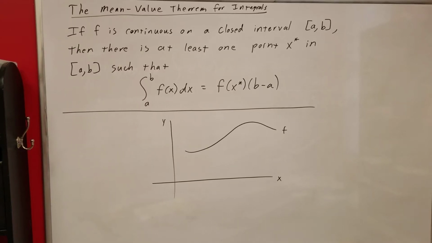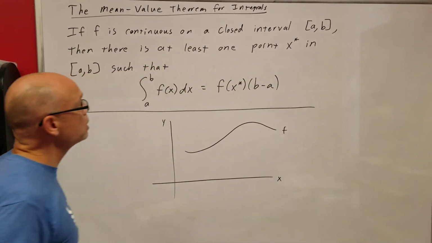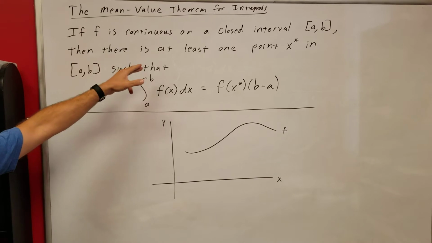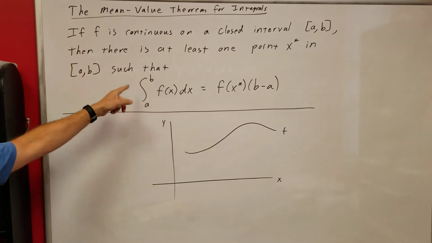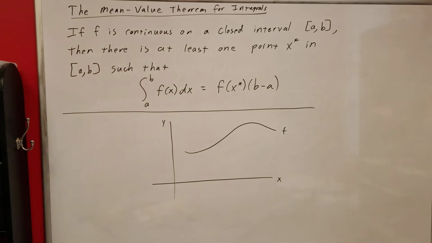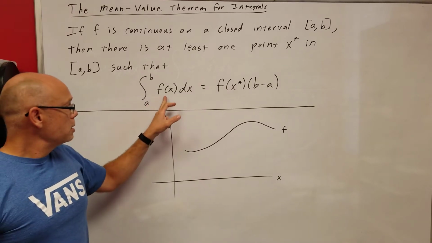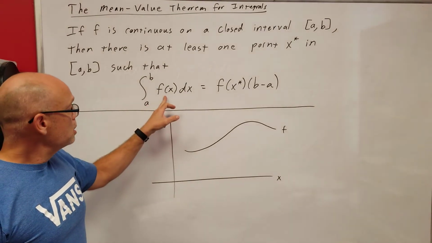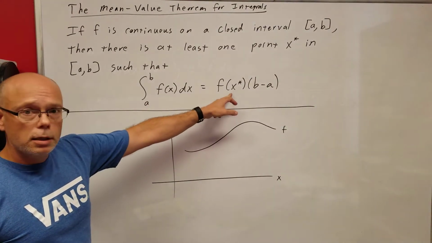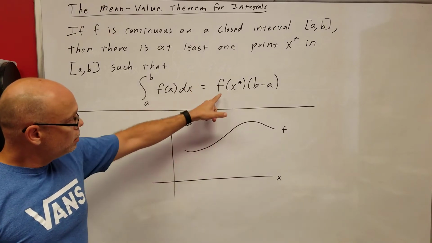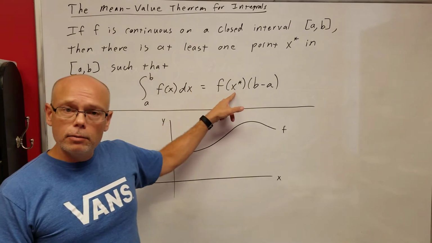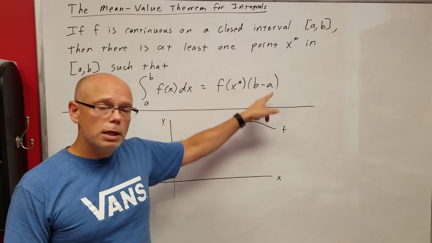Let's look at the mean value theorem for integrals. If f is continuous on a closed interval [a, b], then there's at least one point x star in [a, b] such that this holds. Okay. Now, what does this mean? The area under the curve, right? There's at least one point x star in this interval where the area under the curve is equal to f evaluated at that x star times b minus a.